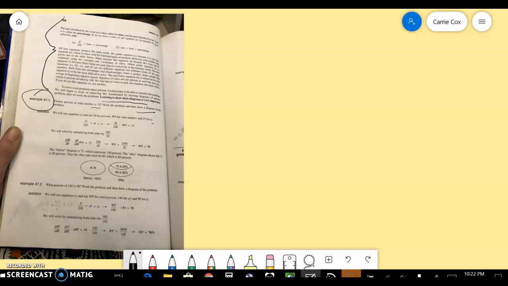So it tells us 20%, so that'll be 20 over 100. That's how we write that. Times what number? We don't know what number it is, so we could actually just use X. "Is" tells us is 15. So equals is the same thing as "is," right?